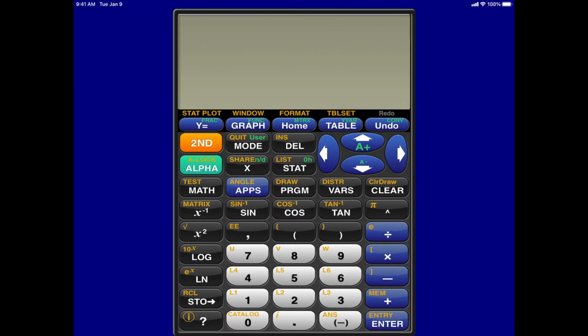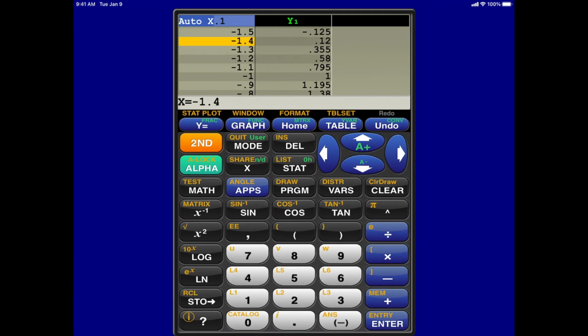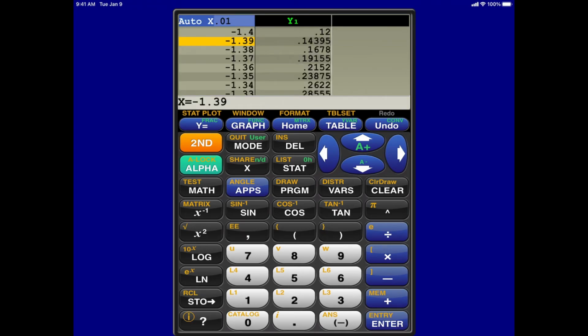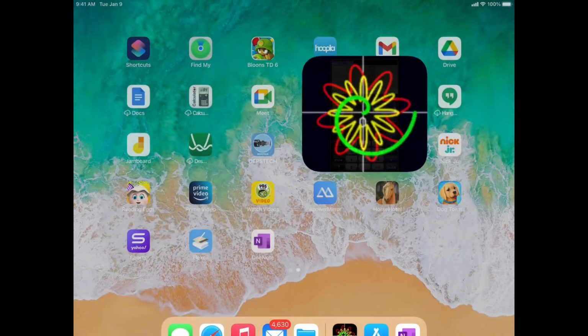So now I'm going to use my table. Second table set. We said it was near -1.5. And let's just do 0.1s now. So what happens? Okay, right there. You see it? If you wanted to, you can do second table set and do another 0.01. Let's see what happens. Okay, I know it's around -1.44. Let's write that down.